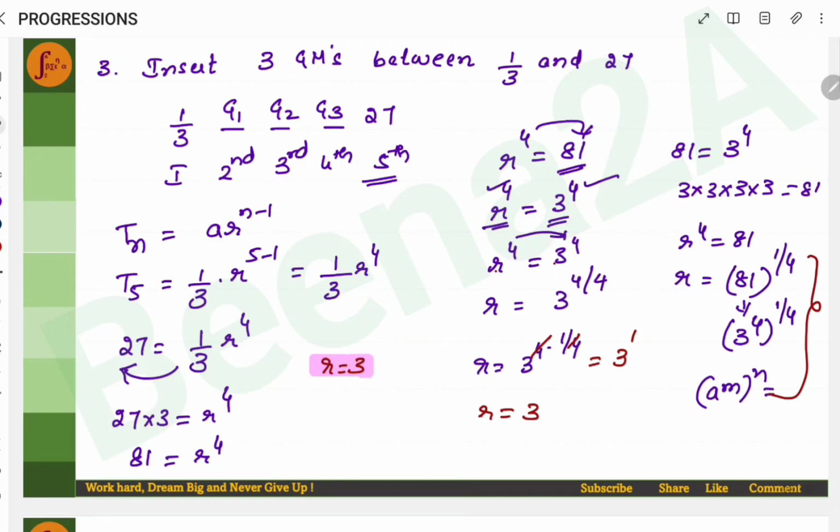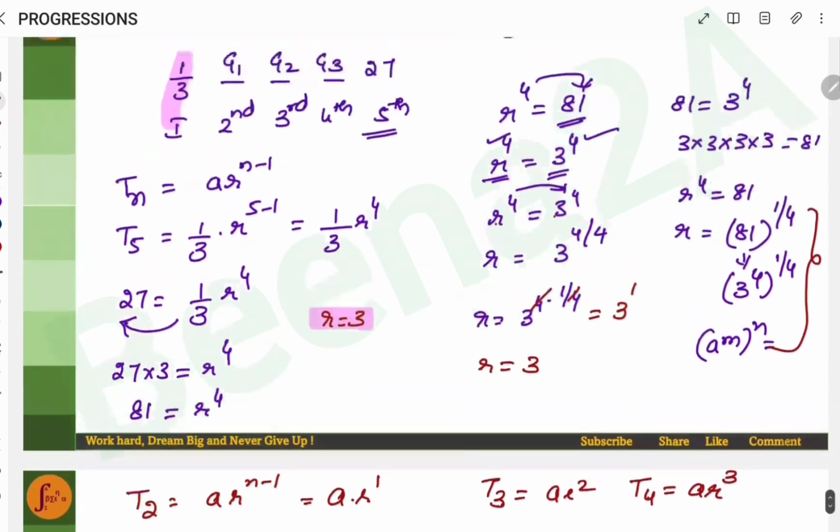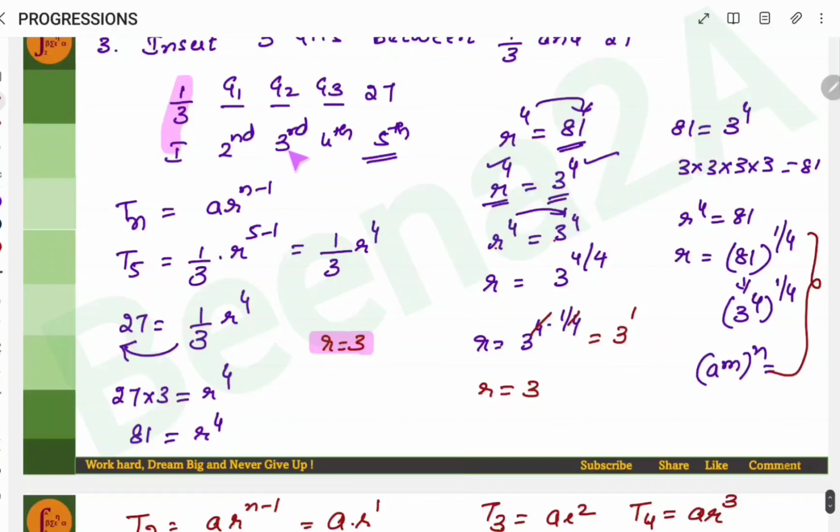Now once we know the common ratio, we also know the first term. It's easy to find the remaining terms, right? So what is T2? It is a r to the power n minus 1. So a r, what is n? It will be 2. 2 minus 1, which is 1. What is T3? T3 is ar square. It will have the power which is 1 less than this. 1 less than the term is the power. T4 would be ar to the power 3, 1 less than this term. Right? Now we need to find 3 terms: T2, T3, T4.